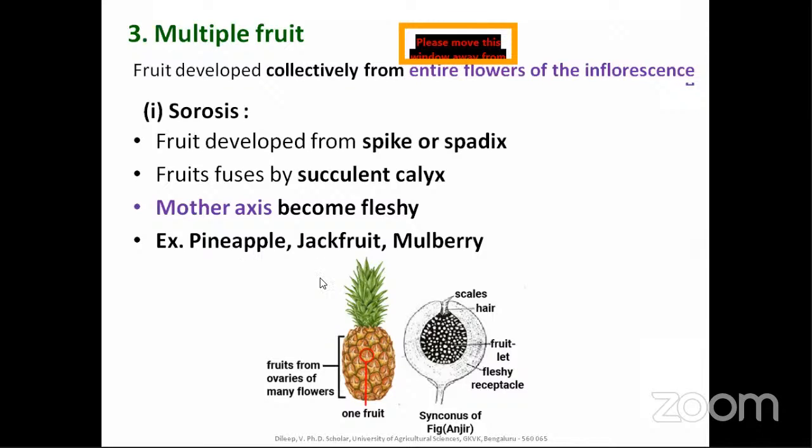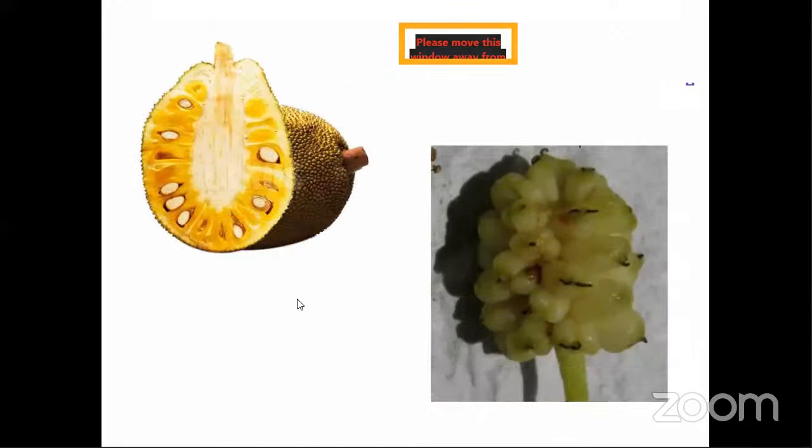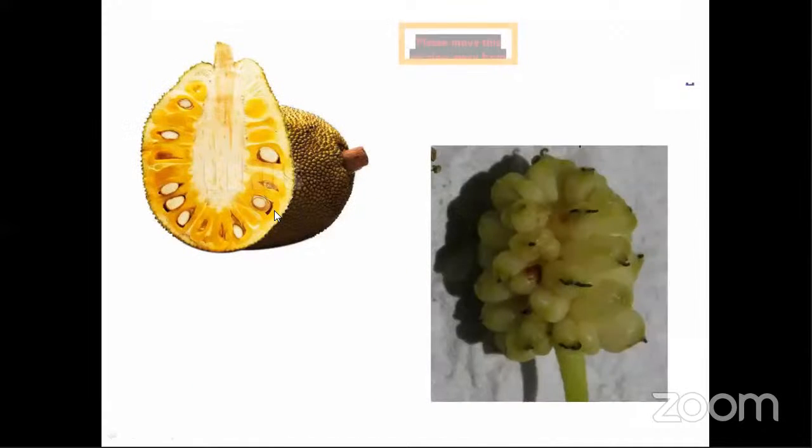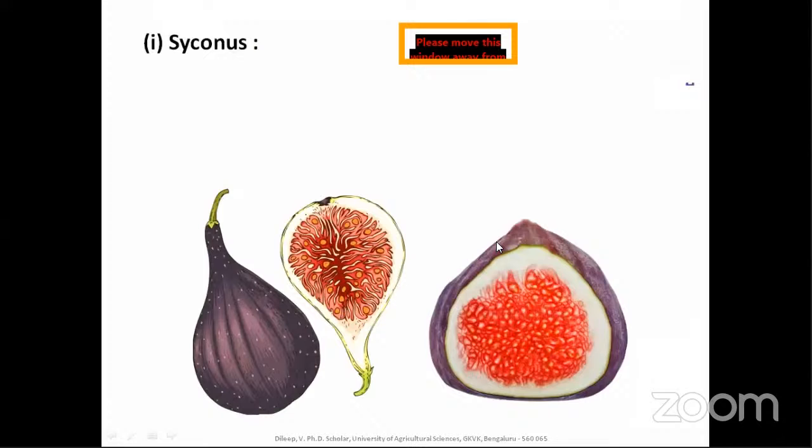Examples: pineapple, jackfruit, and also mulberry. So this is pineapple, and you can see the jackfruit. In jackfruit also, this is the entire inflorescence, the spadix. The female inflorescence is the spadix, and the individual fruits will be developed. So this hard portion outward is actually covered by the calyx. So this is also mulberry.